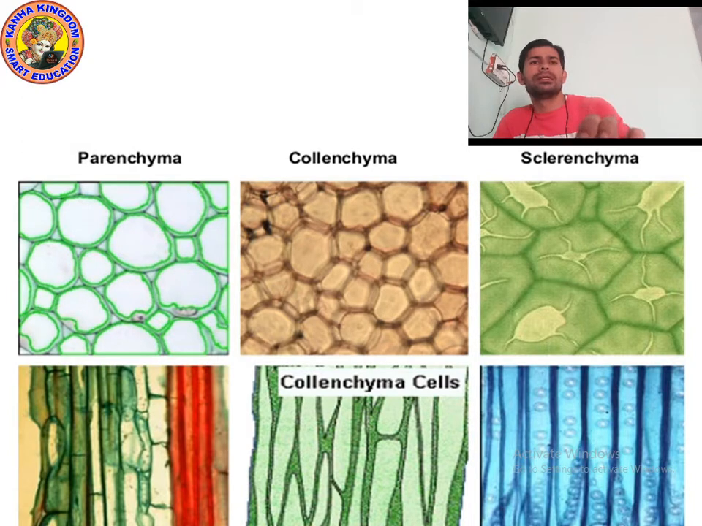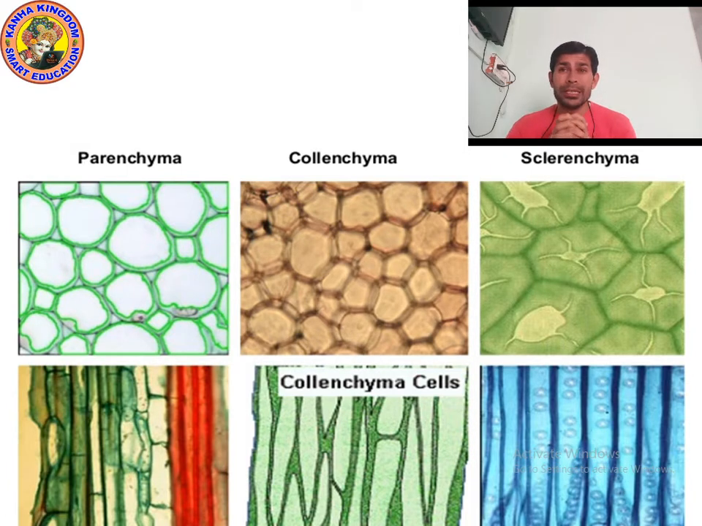As you can see in the picture, there are three types of permanent tissue: parenchyma, collenchyma, sclerenchyma. So what are permanent tissues? What do you mean by permanent tissue? Permanent tissues are formed from meristematic tissue, and they do not divide. They have permanent shape and size, and they differentiate into different types of permanent tissue.